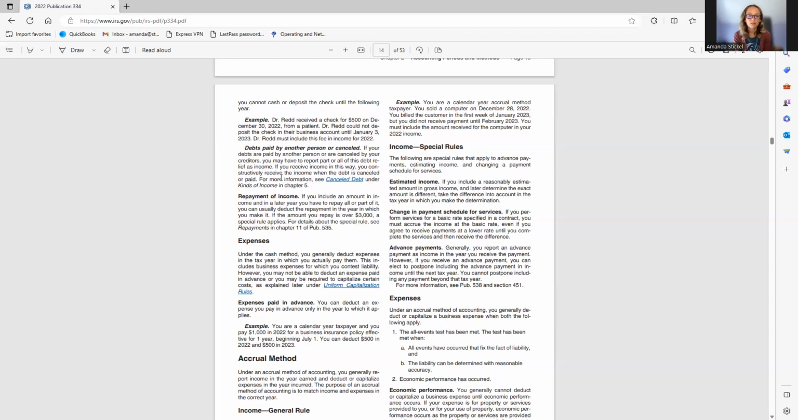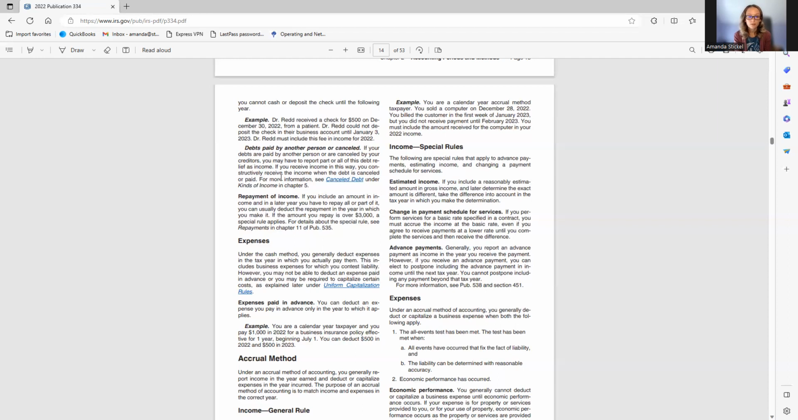Expenses. Under the cash method, you generally deduct expenses in the tax year in which you actually pay them. This includes business expenses for which you contest liability. However, you may not be able to deduct an expense paid in advance, or you may be required to capitalize certain costs. Explain later.